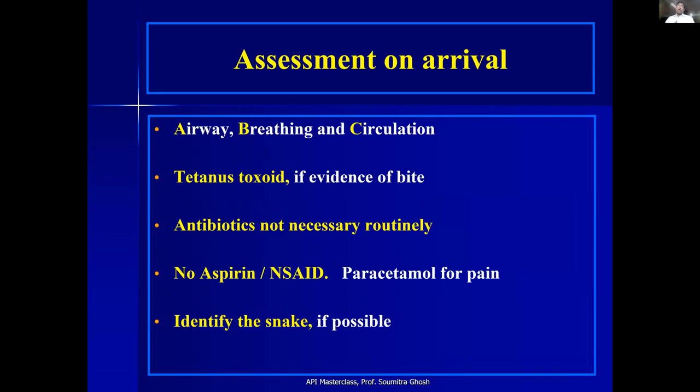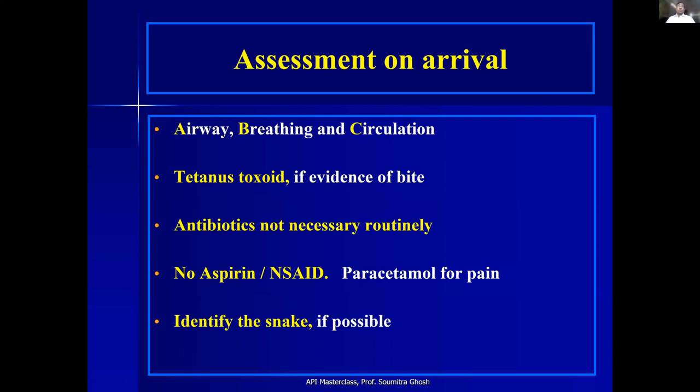So assessment on arrival, we'll have to check this. As Professor Mukherjee said, airway, breathing and circulation is very important. This is the ABC of any internal medicine approach. Tetanus toxoid, if evidence of bite is there. Antibiotics are not routinely used unless there are specific features of infection, because sometimes there is local swelling, local necrotic changes because of the venom itself, not because of infection. And no aspirin, please, because it will contribute to the bleeding manifestation. No NSAID, please, only paracetamol. And sometimes you can give tramadol also.